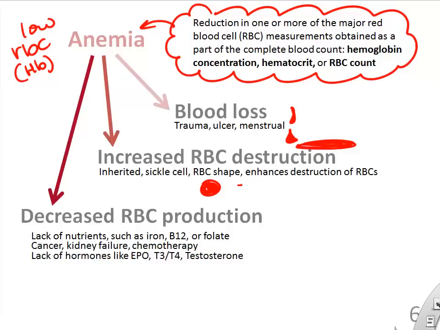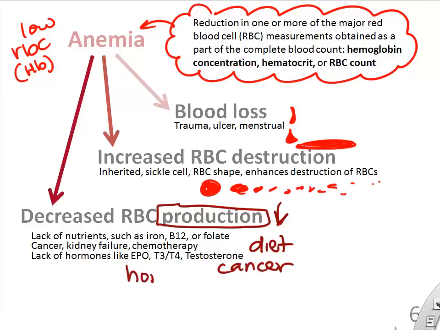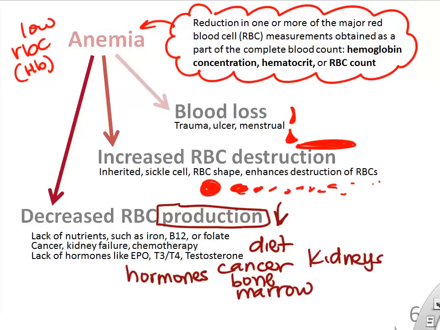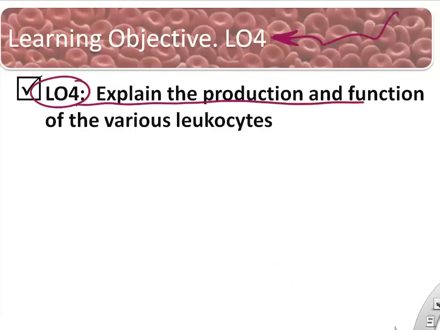Another way you could get anemia is simply by having a lot of blood loss, destruction of your red blood cells, or a problem producing your red blood cells. For example, if you have cancer or kidney problems or some hormonal deficiencies or dietary deficiencies.